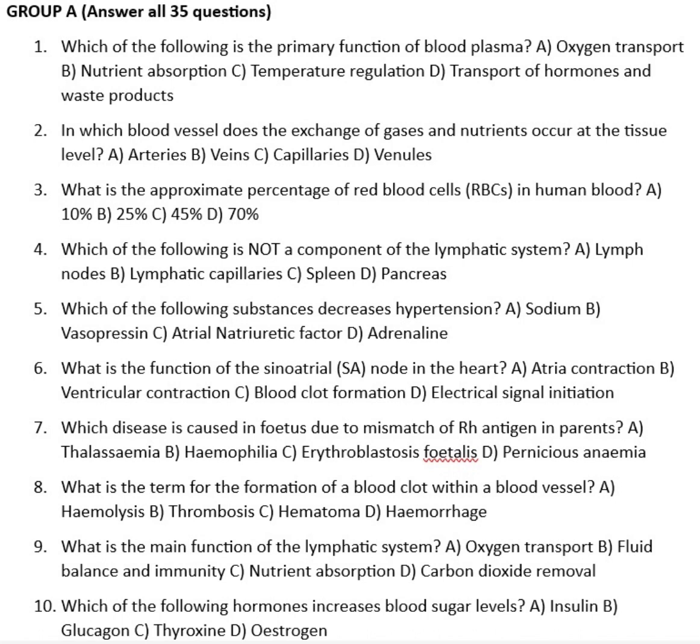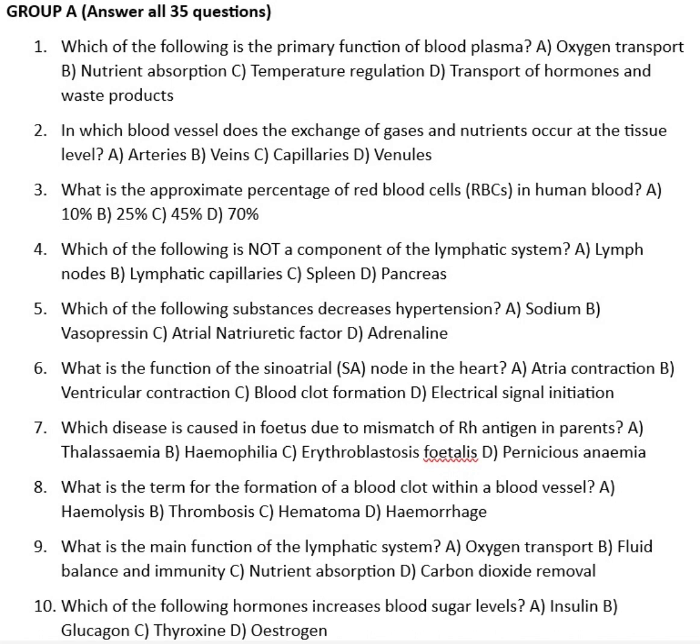2. In which blood vessel does the exchange of gases and nutrients occur at the tissue level? A. Arteries. B. Veins. C. Capillaries. D. Venules. 3. What is the approximate percentage of red blood cells, RBCs, in human blood? A. 10%, B. 25%, C. 45%, D. 70%. 4. Which of the following is not a component of the lymphatic system? A. Lymph nodes. B. Lymphatic capillaries. C. Spleen. D. Pancreas.